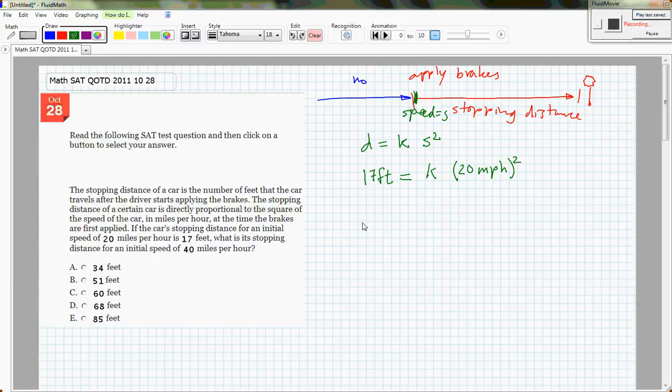What is its stopping distance for an initial speed of 40 miles per hour? So what is the distance in feet if it's proportional to 40 miles per hour squared? So what we can do is solve for k from the first equation, equation number 1, and then plug it into the second equation to solve for feet.